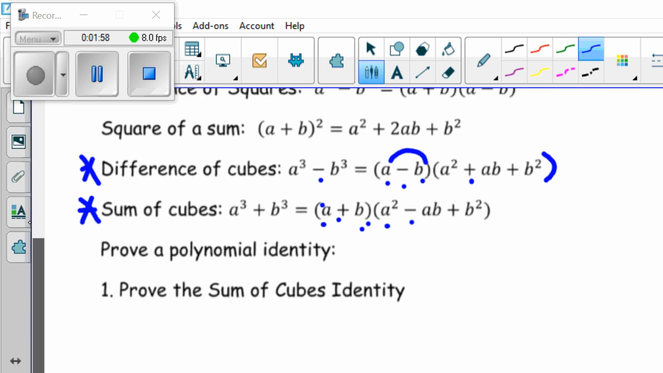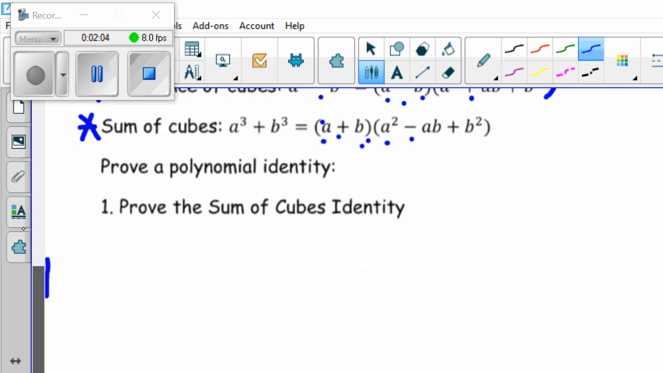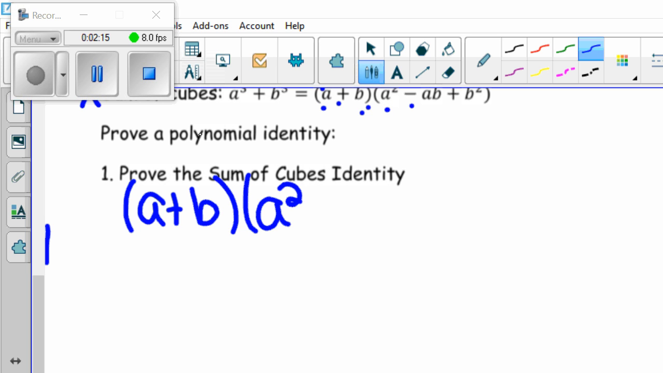So we're going to prove a polynomial identity. Don't worry, these proofs are not like in geometry. Okay, so prove the sum of cubes identity. We want to prove that a plus b times a squared minus ab plus b squared, when we multiply all of that out, we would get a cubed plus b cubed. Okay, so in order to do that, we simply need to multiply.